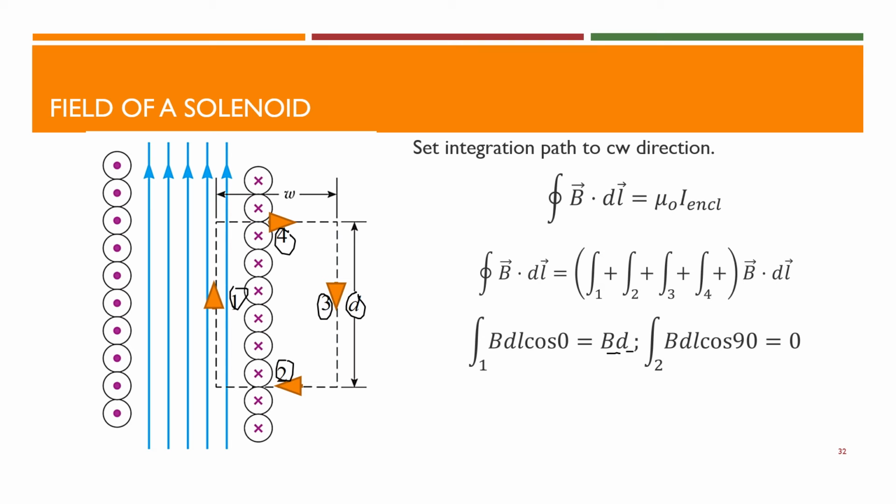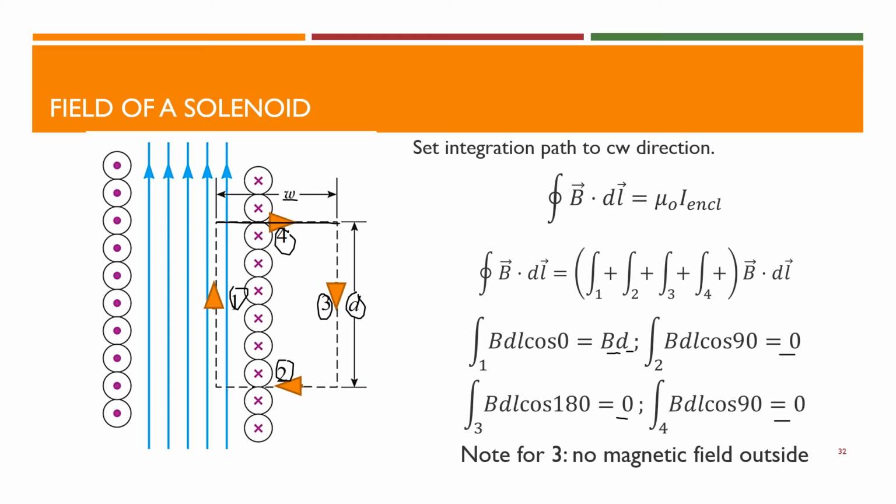On segment 2, which has length W, we have a magnetic field that is perpendicular to this segment. That means you have a line integral which is 0. On the third segment, we do not have a magnetic field there, so the line integral is 0 as well. And on segment 4, we have the magnetic field perpendicular to that segment, so the line integral is 0. We take note of the special fact that there is zero magnetic field outside. That's why the line integral at segment 3 is 0.